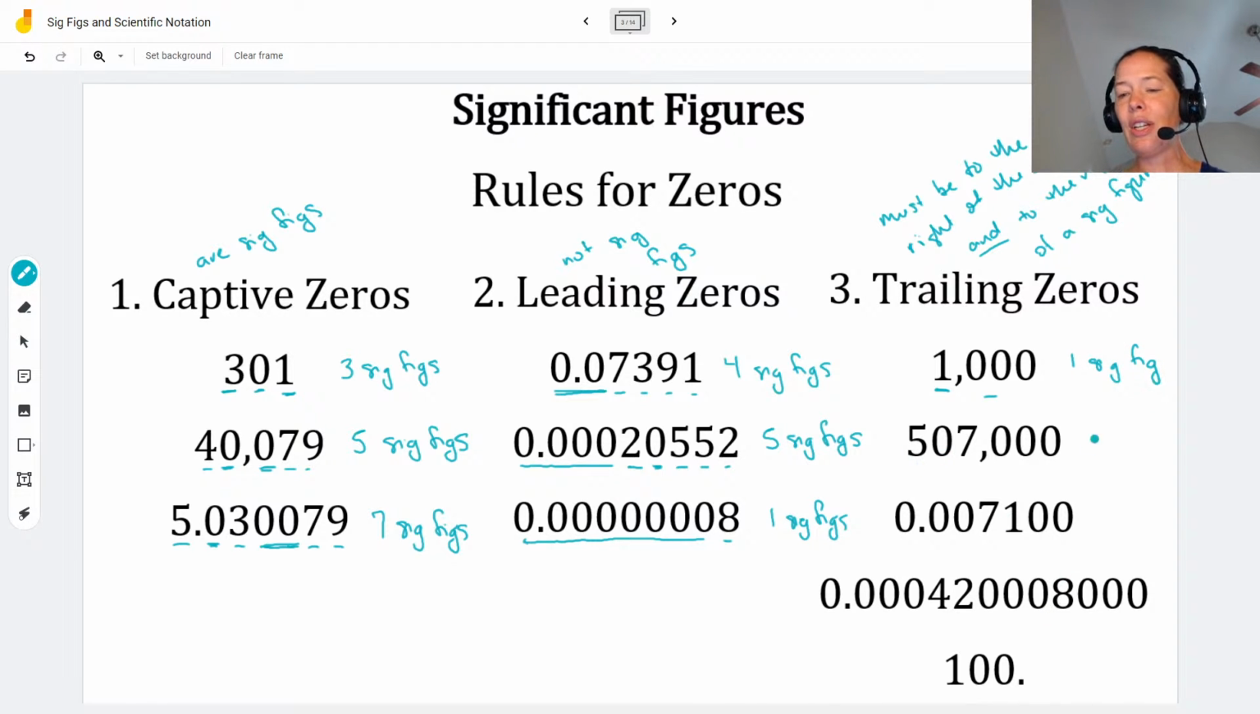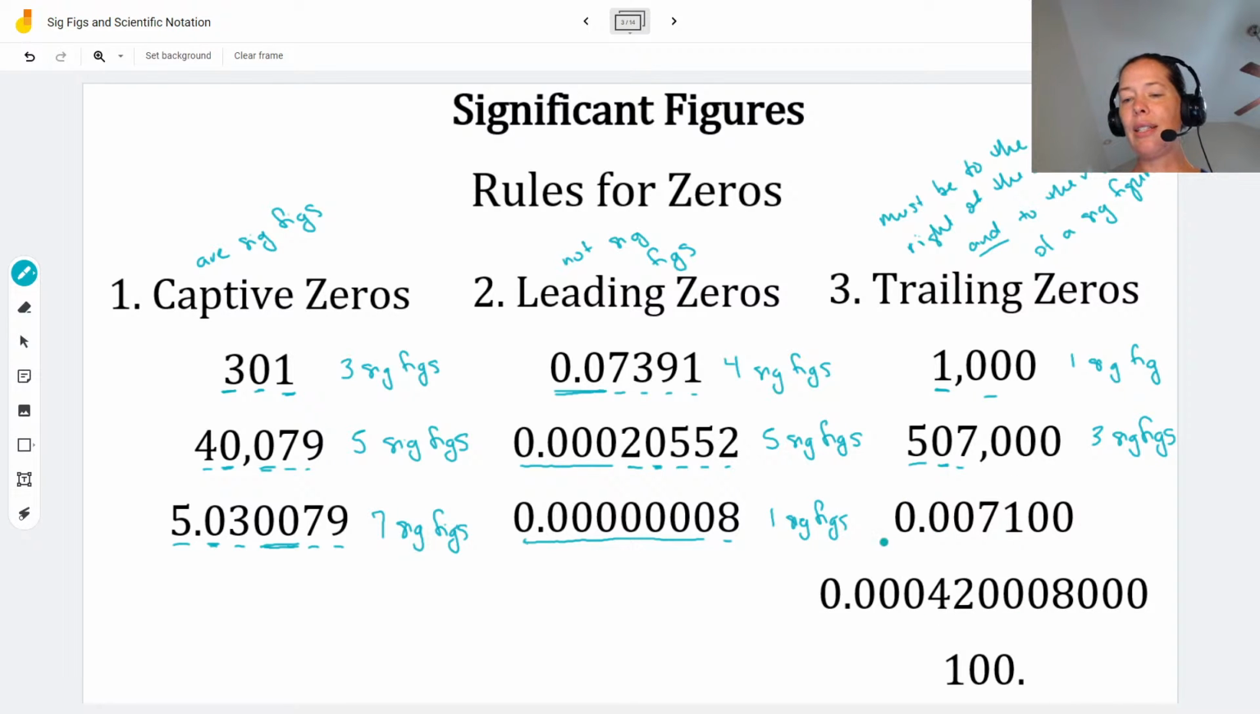Okay, let's look at our next number here. We've got two different kinds of zeros. So we've got our captive zero here. We already know that's significant. That's great. We love our captive zeros. And then we have our trailing zeros here. Now they are definitely to the right of a significant figure, but they are not to the right of the decimal. Therefore, they are not significant. Remember, we have to fulfill both of those conditions. So this number has 1, 2, 3 sig figs.